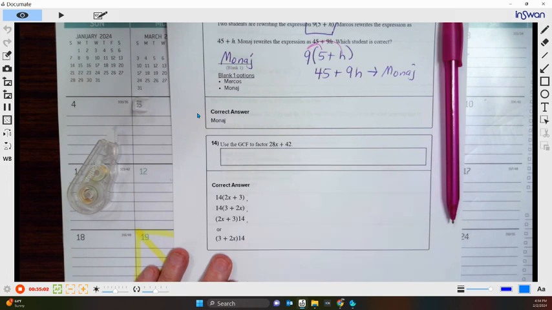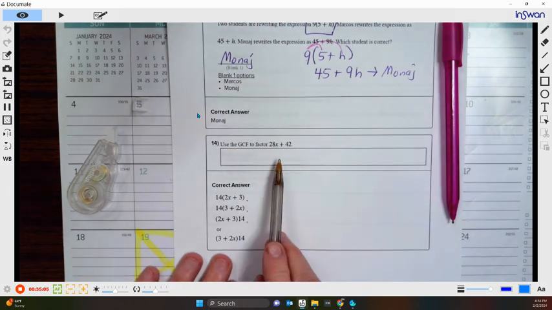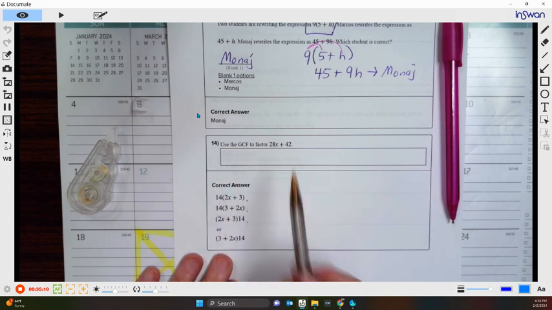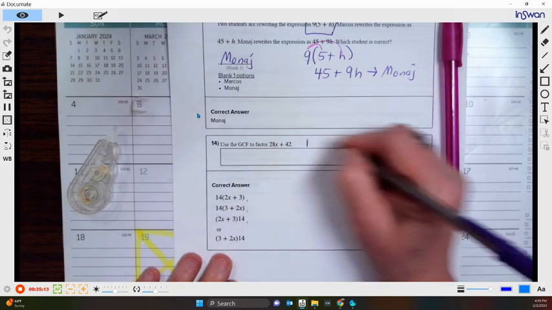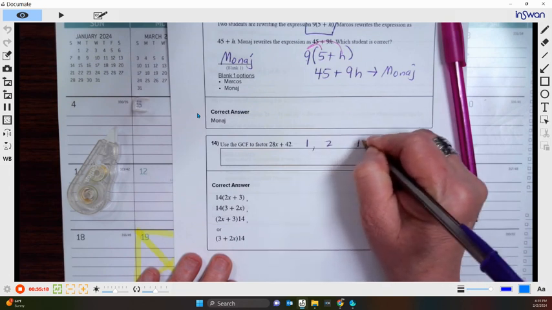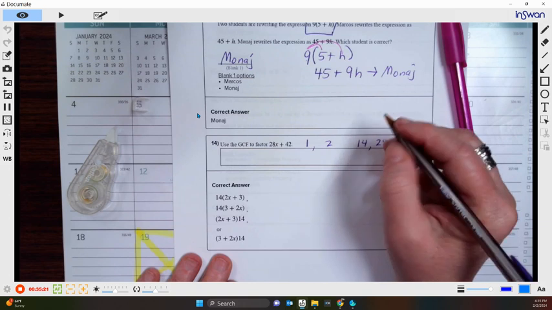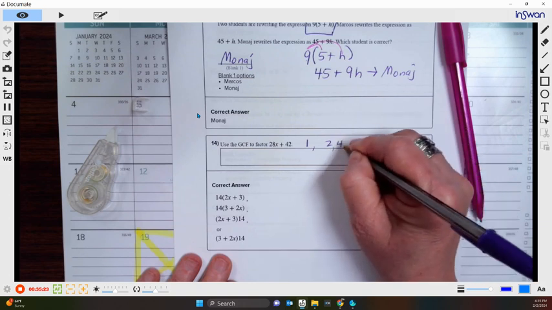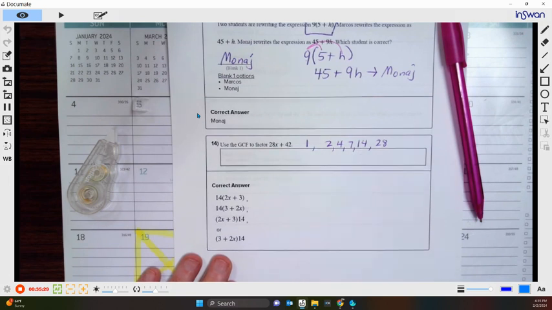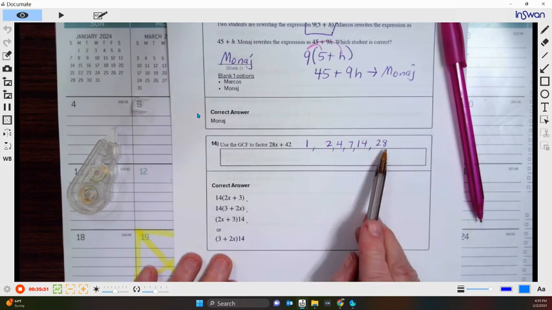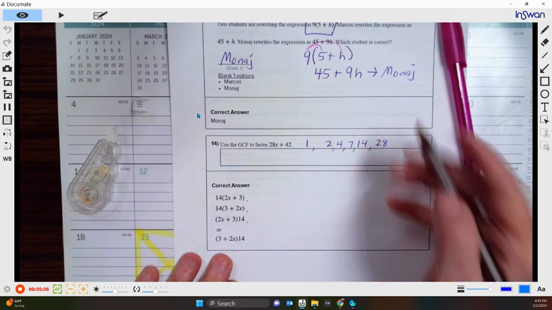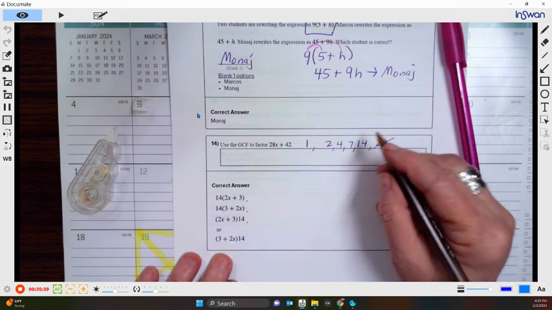If I'm looking at 28 and 42, of course, 7 goes into it, but the greatest common factor is going to be 14. I look at the factors of 28: 1 times 28, 2 times 14, 3 won't go into it, 4 times 7 will. So I've got 1, 2, 4, 7, 14, and 28. Now, 28 times 2 is way more than 42, so that won't be it. Let's look at 14 and see if it goes into 42.